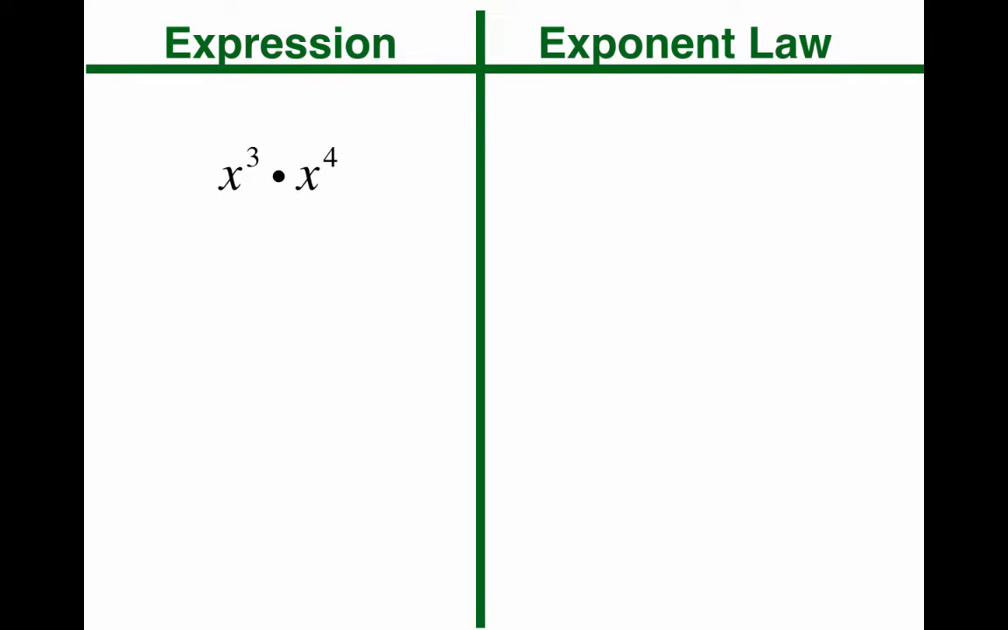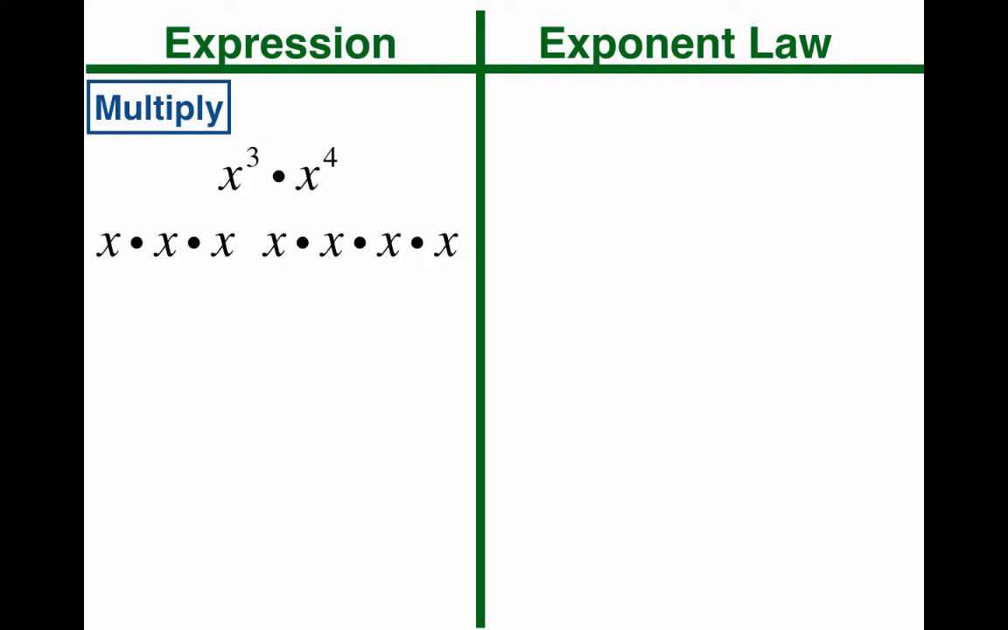Here's our expression. X to the third times x to the fourth. So this is a multiply problem. We're timesing the x's together. And one of the things we know is if we expand it out, x to the third is x, x, x, and x to the fourth is 4 of them. So how many x's do we really have? We have 7. So our answer is x to the 7th.